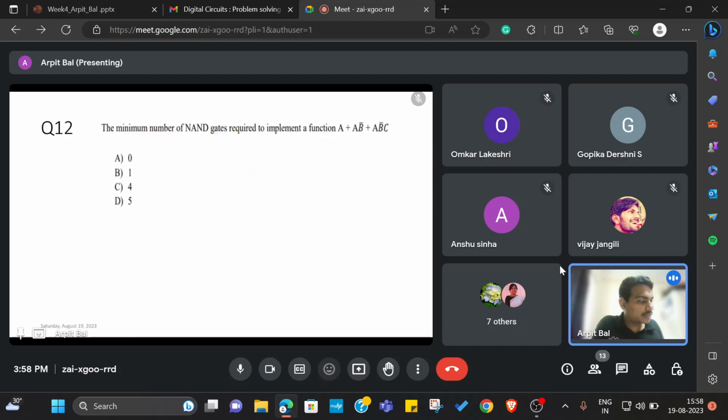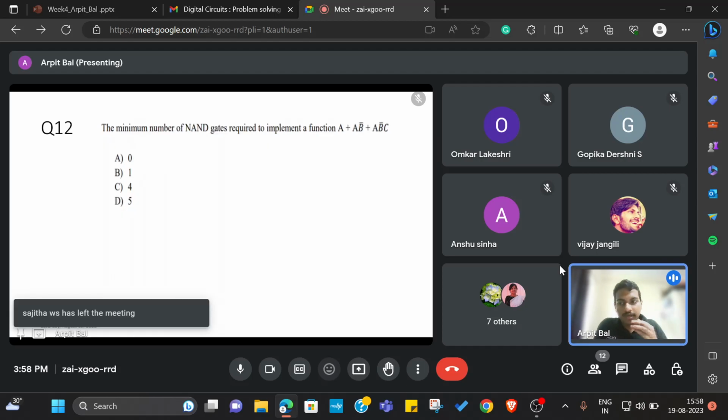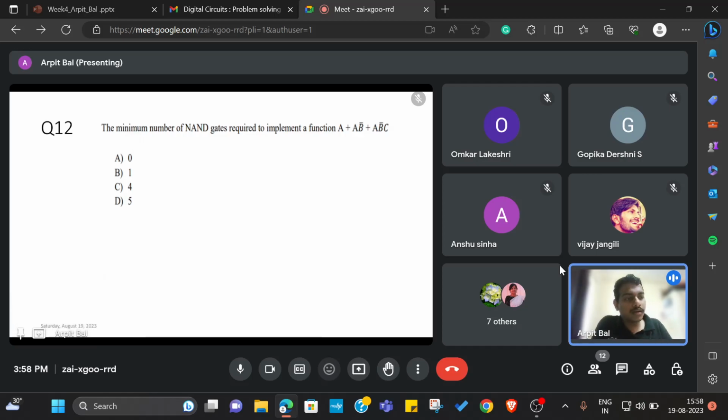Moving on to the next question. Here we are given an expression and we need to use only NAND gates to implement this particular function. Can anyone try? The constraint is we need to use the minimum possible number of NAND gates.